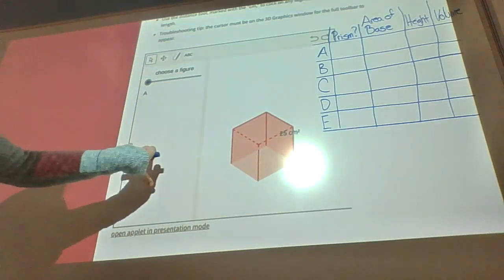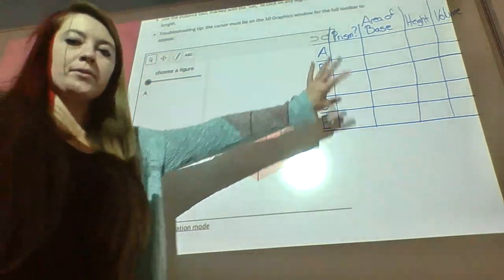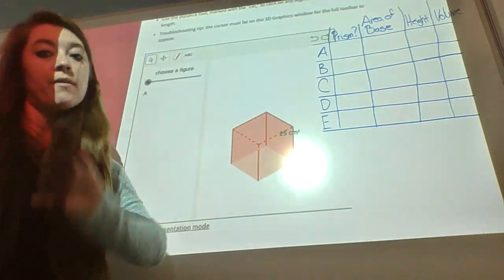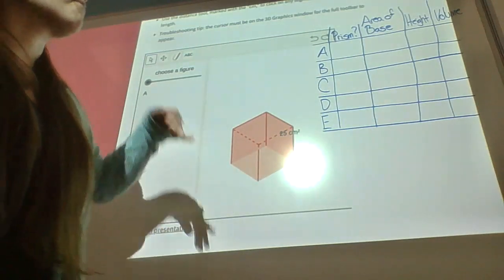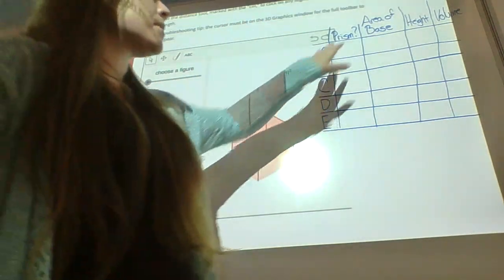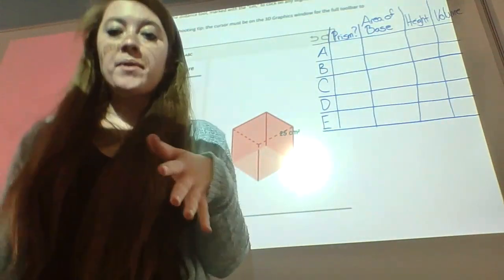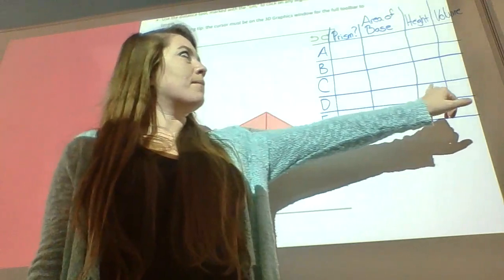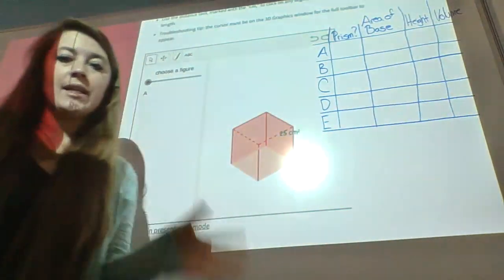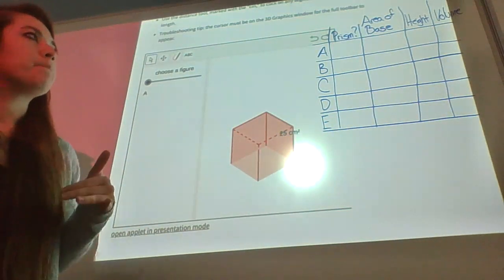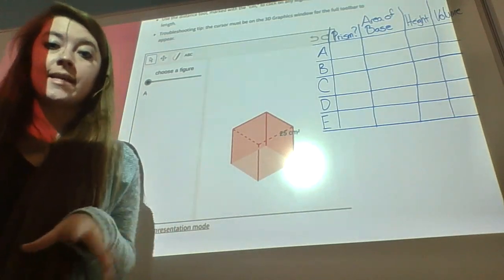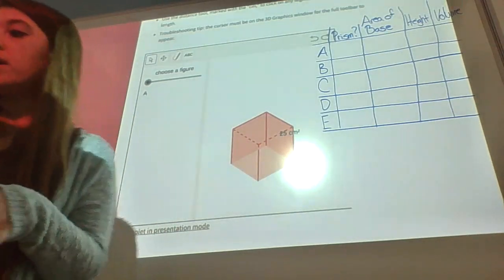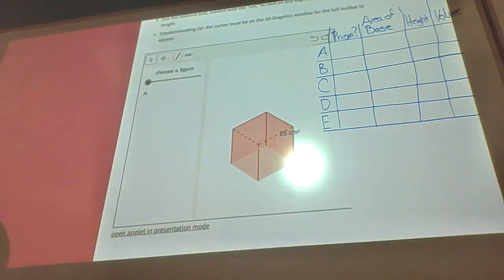So what we're looking at here is we've got this table. Obviously my table's drawn out, and you have a table in your books. We've got our 5 different prisms, and then we're determining whether or not it represents a prism. The next column is the area of the base, then height, then volume. I know it's a little hard to see, so if you have any issues, it is the same table that's in your workbooks, so just follow along with that.